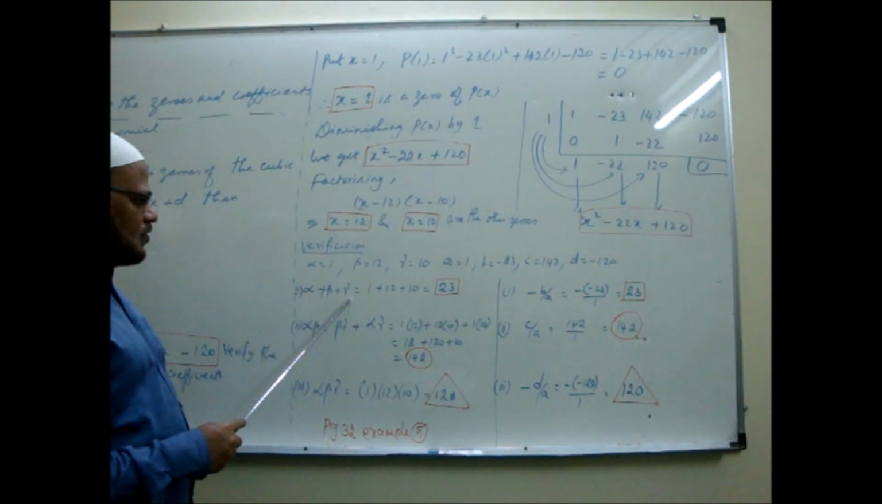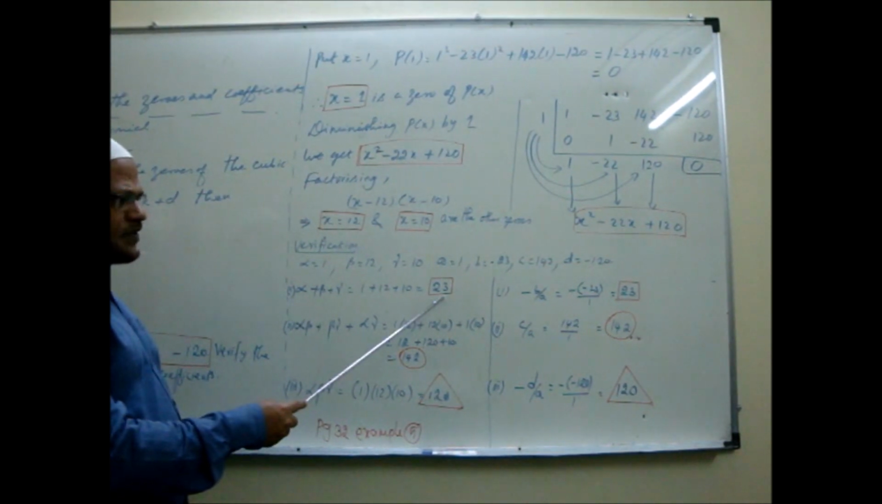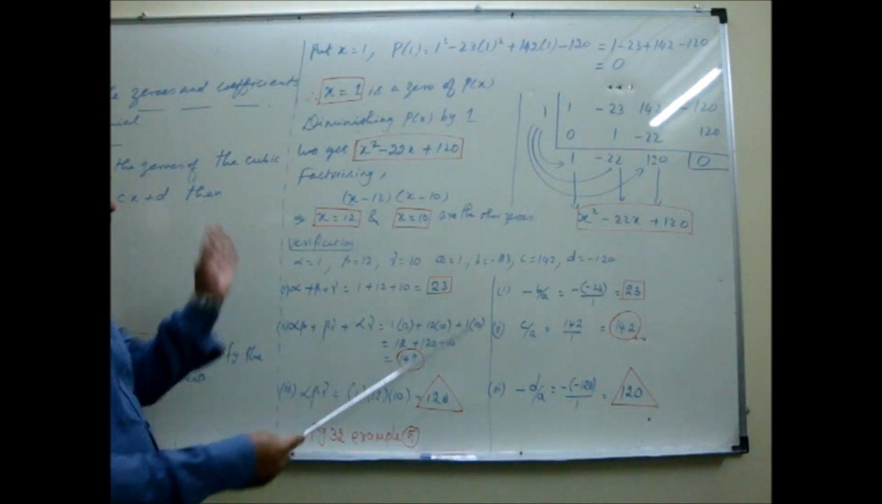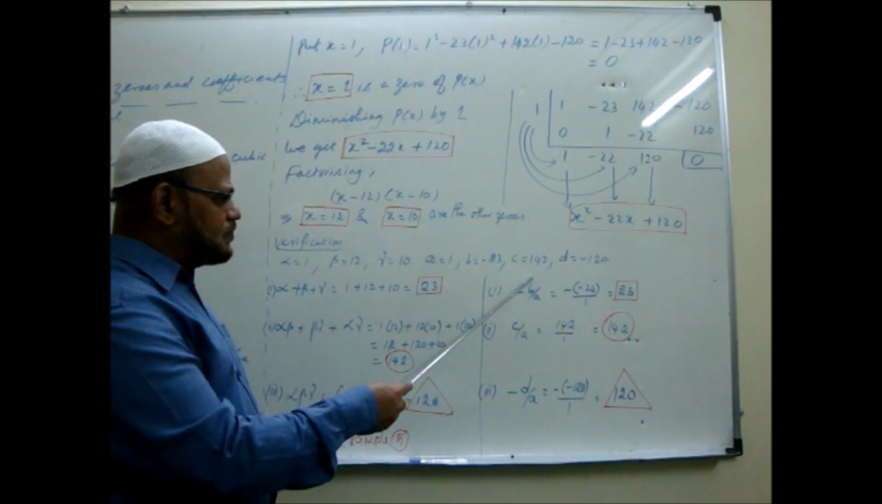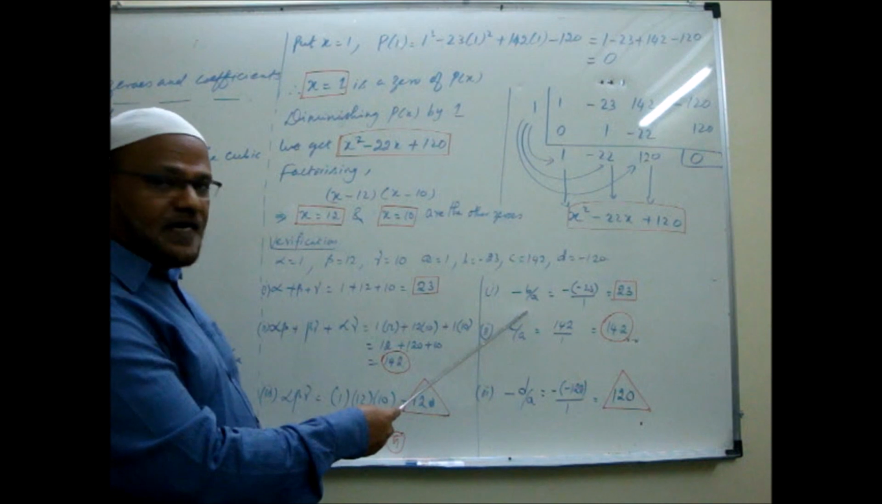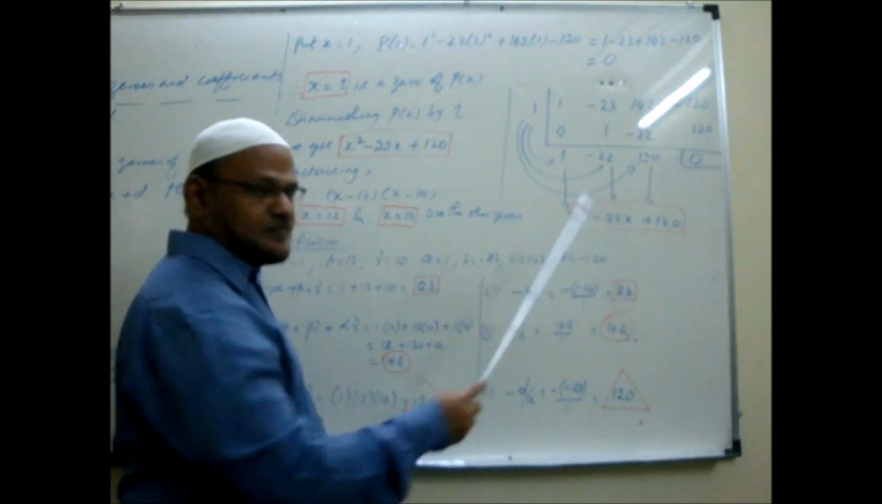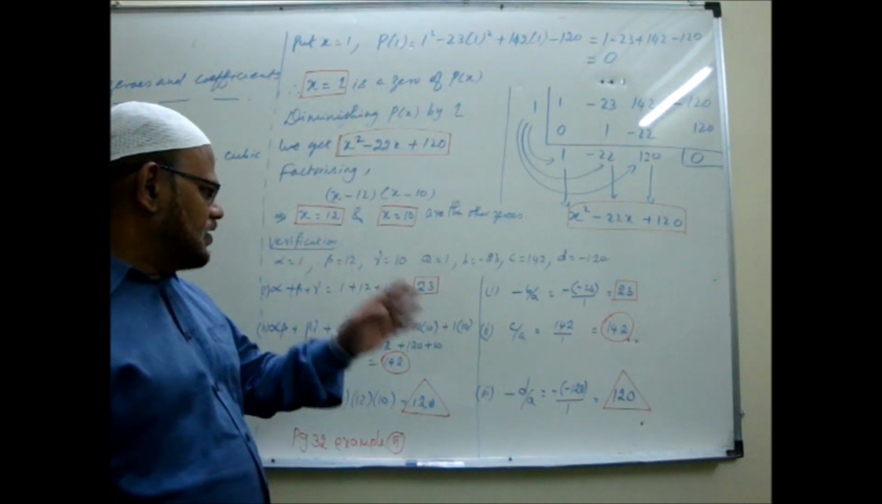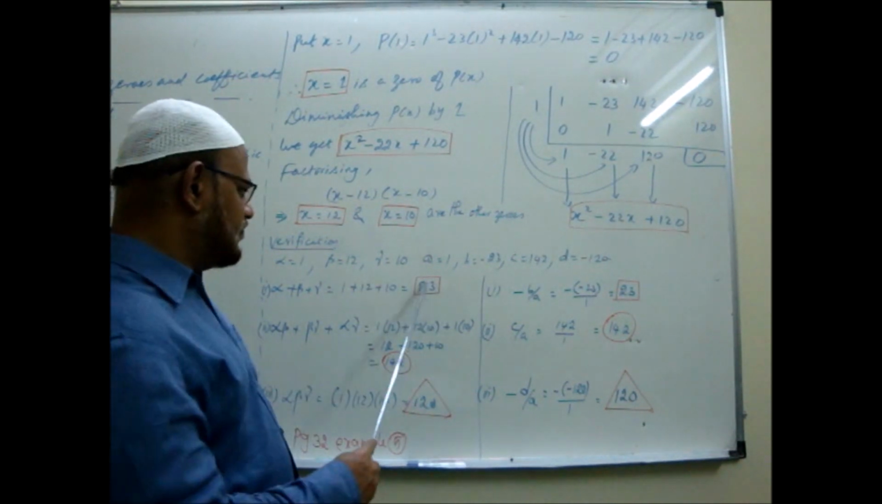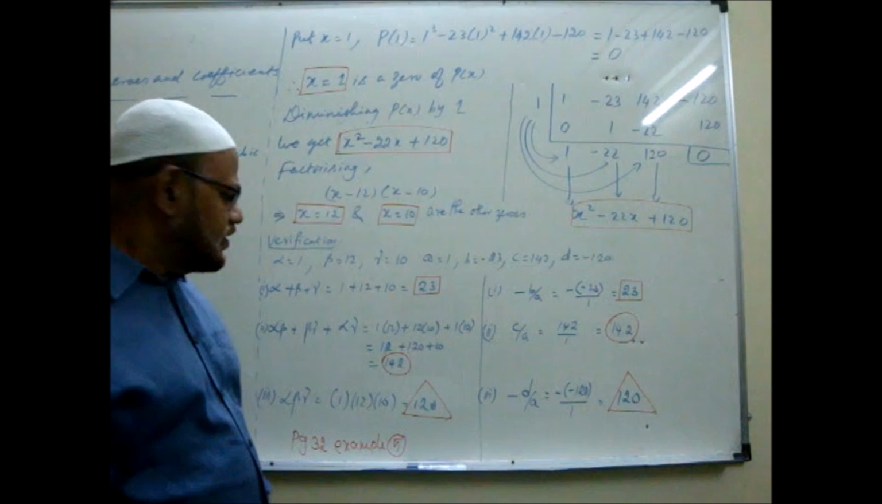Alpha plus beta plus gamma. Add all the zeros, I got 23. Simultaneously on that side, what? Minus B by A. I got the same 23. So these are the same. So alpha plus beta plus gamma is the same as minus B by A. Verified here. Okay.